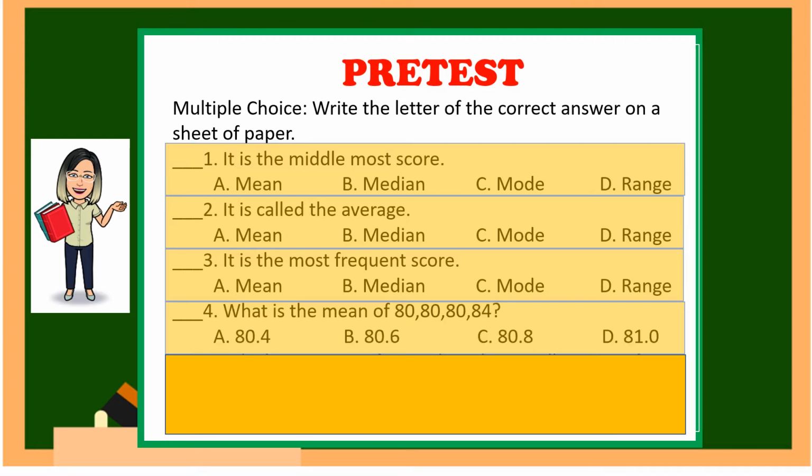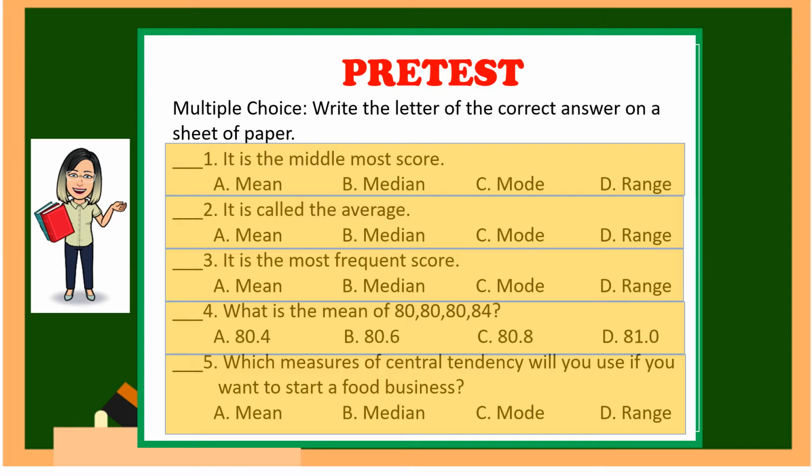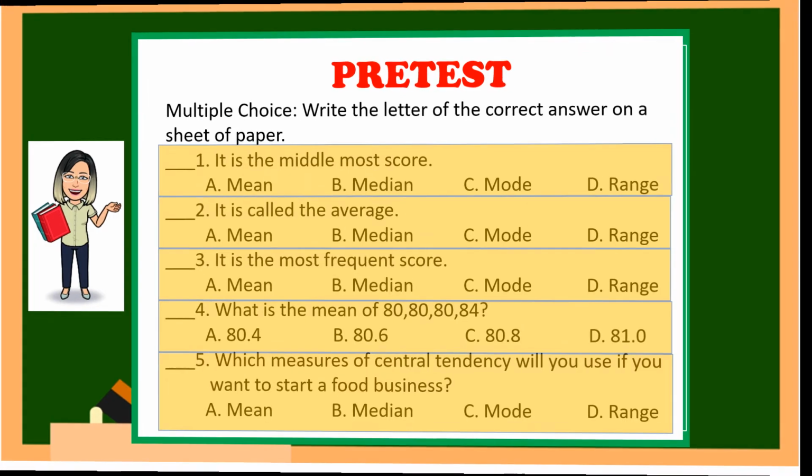Number 4, what is the mean of 80, 80, 80, and 84? Letter A, 80 and 4/10. Letter B, 80 and 6/10. Letter C, 80 and 8/10. And letter D, 81 and 0/10. And the last number, which measures of central tendency will you use if you want to start a food business? Letter A, mean. Letter B, median. Letter C, mode. Letter D, range.